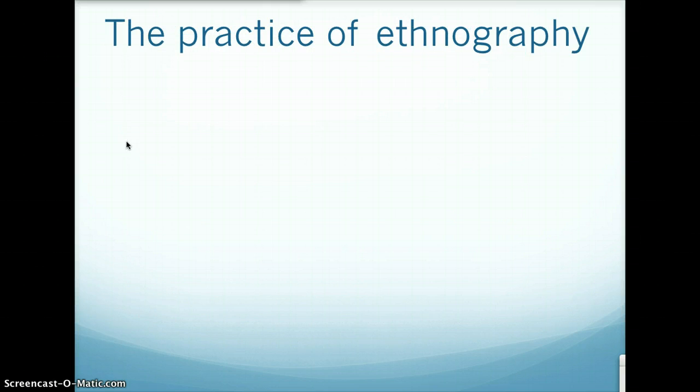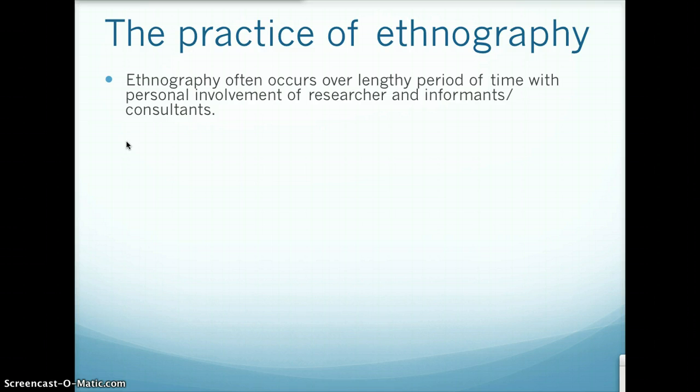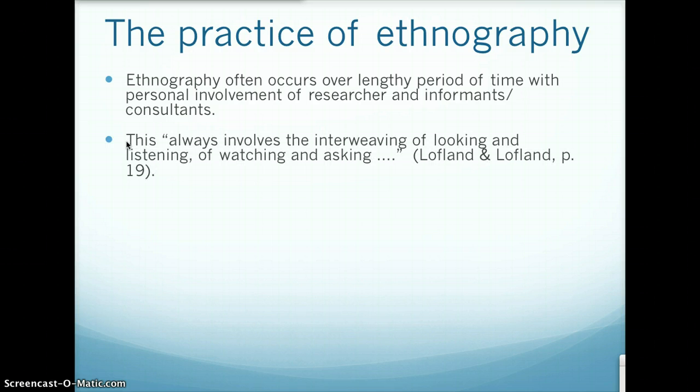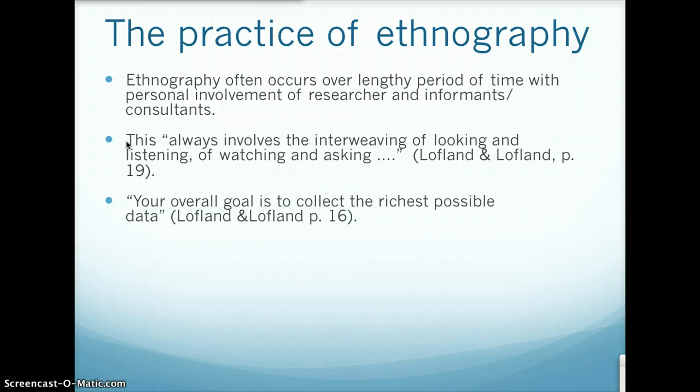How is ethnography actually conducted? Laughlin and Laughlin state that this often occurs over a lengthy period of time with personal involvement of the researcher and informants, and that it always involves the interweaving of looking and listening, of watching and asking, with your overall goal being to collect the richest possible data.